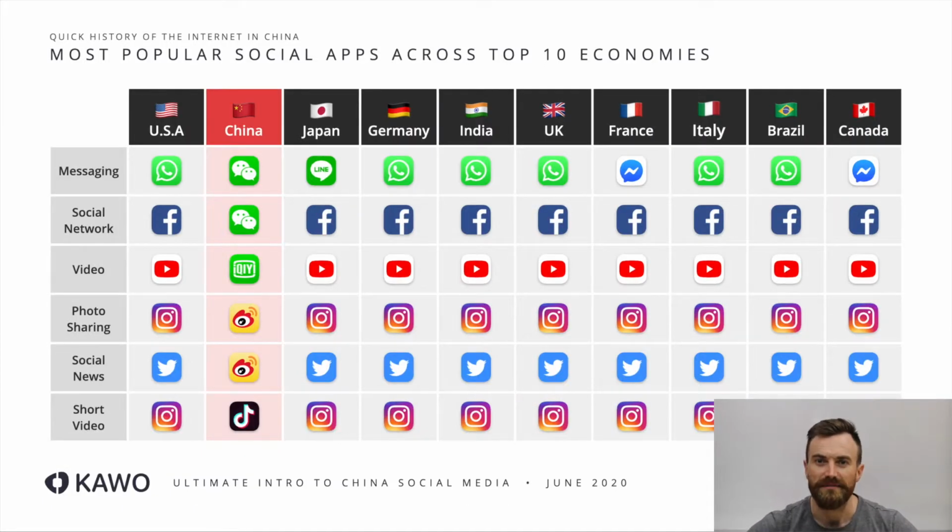When you look at this table, you can easily see something is a bit different in China. These are the top 10 economies in the world, and each of those categories. So we can see in messaging, almost every country is using a platform in the Facebook ecosystem, either WhatsApp or Facebook Messenger, except for Japan, where Line is popular, and China, where WeChat dominates. Then when it comes to social networks, obviously Facebook is the biggest social network in the world, except in China, yet again. And video, YouTube dominates, except for China. And then when it comes to photo sharing, social news, short video, yet again, China has its own solutions.